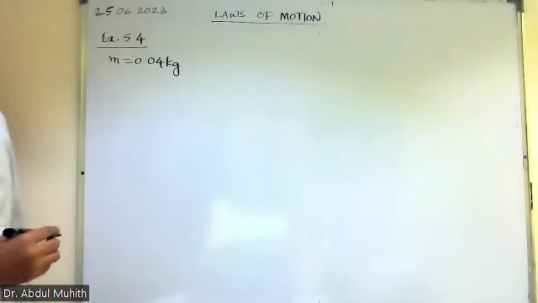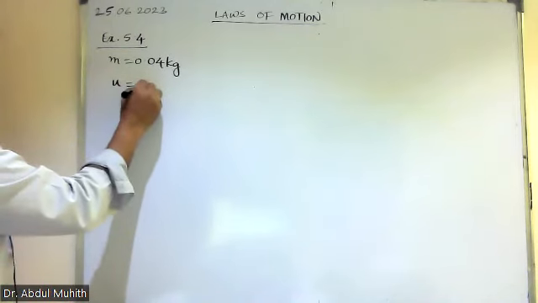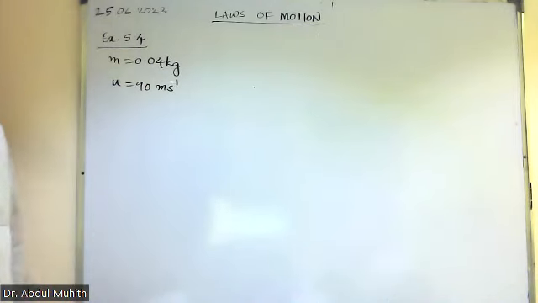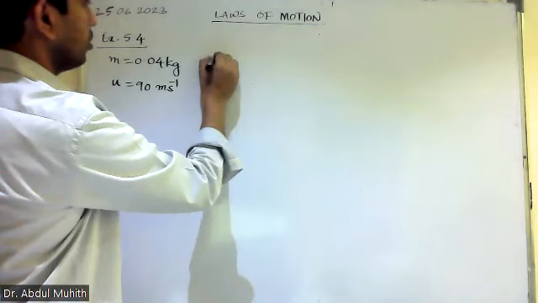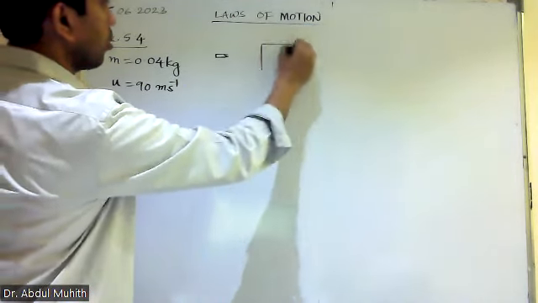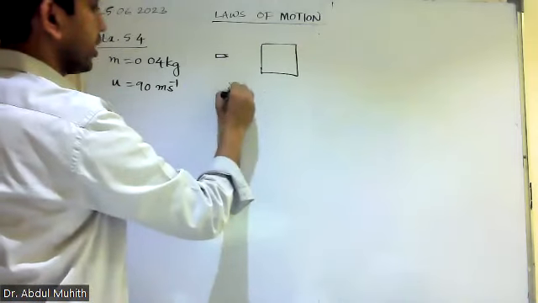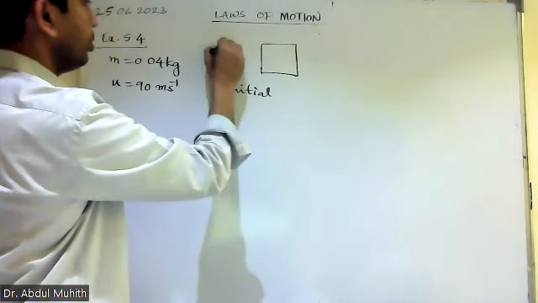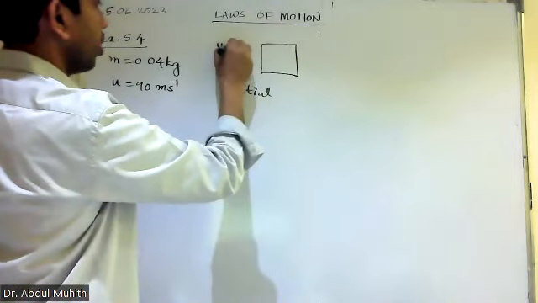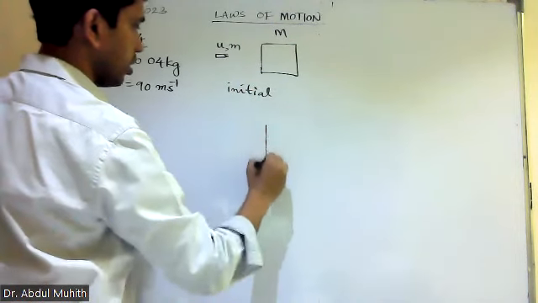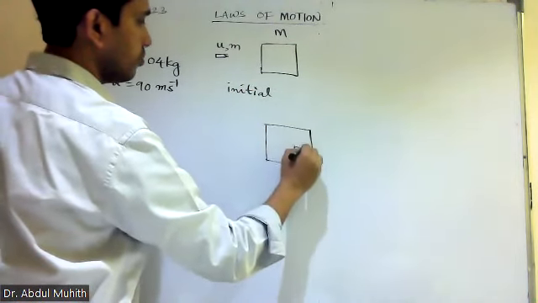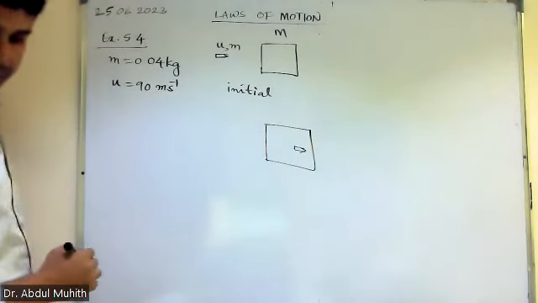A bullet moving with a speed of u equal to how much? 90 meter per second, enters a heavy wooden block and is stopped after a distance of 60 centimeter. So suppose there is a bullet. So this is the bullet, and this is the block. Now this is the initial state. So u is given to you, and small m is the mass of the bullet, and capital M is the mass of the block. So this bullet will go in the block and gets embedded into it.